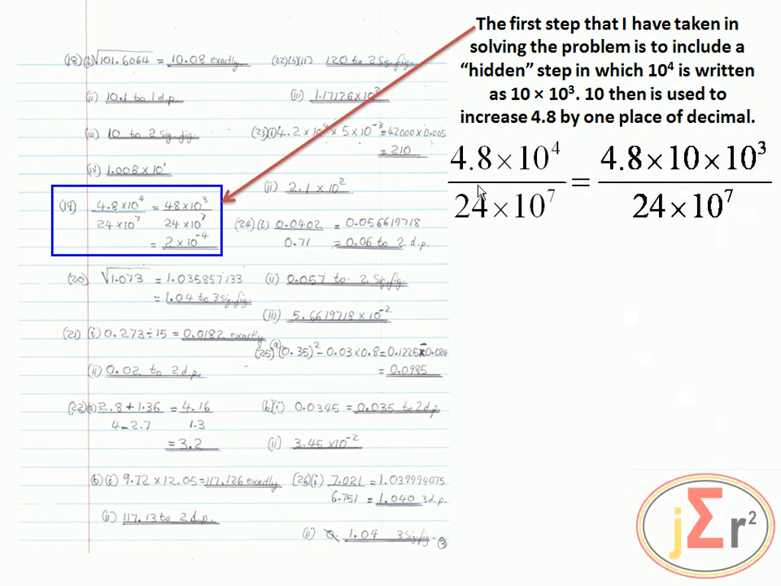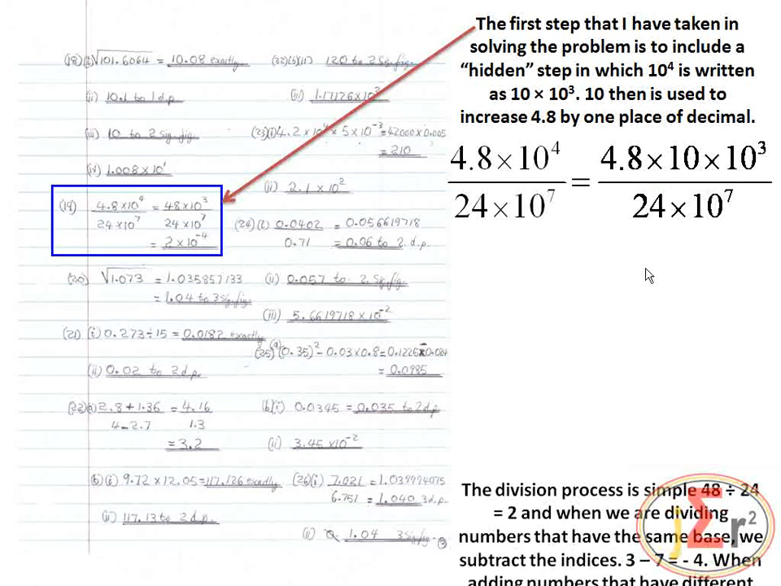So in order to achieve that, what do we do? We take this 10 to the power of 4 and we write that as 10 to the power of 3 times 10. Take this 10 and increase this by 1 place of decimal, in which event we will retain the 10 to the power of 3, and this will be a total of 48.